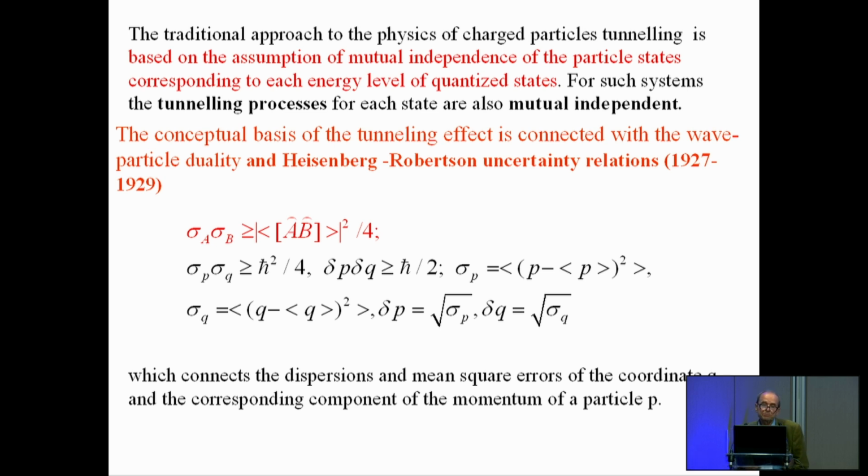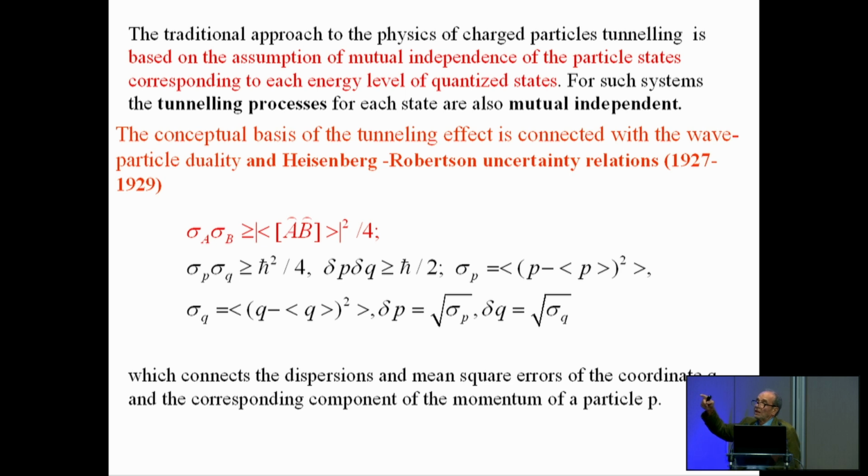The conceptual basis of the tunneling effect is connected with wave-particle duality and the Heisenberg-Robertson uncertainty relation. Heisenberg-Robertson was first proposed in 1927. Very nice, the product of dispersion of any values A and B is connected with such a relation. From this formula, it is easy to obtain the traditional uncertainty relation.